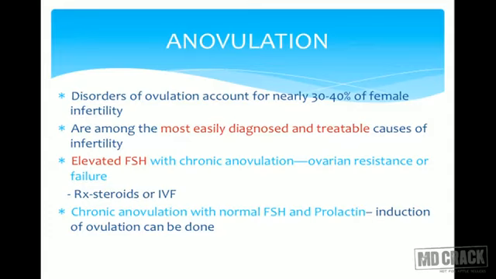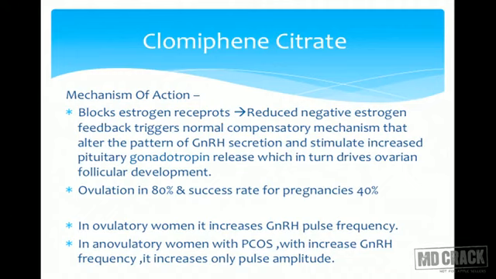In such cases, we have to calculate ovarian reserve of that particular patient, and we cannot waste time doing IUI or doing other modes of treatment. We should directly take that patient for IVF. Chronic anovulation with normal FSH, normal prolactin, we should start induction as early as possible with drugs like clomiphene citrate. It's a very commonly used drug.